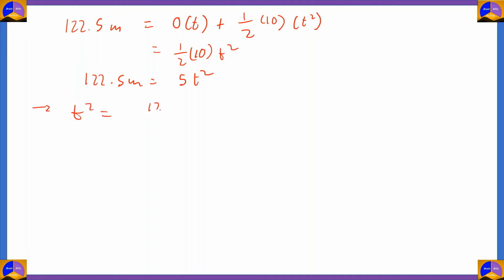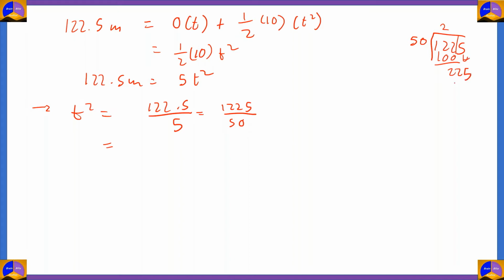Now let's take t squared. t squared will be equal to 122.5 divided by 5. To make the calculation simpler, I'm going to do 1225 divided by 50. Essentially, I multiplied 10 to both sides, so the division of this would be the same as the division of that. 50 goes into 122 twice, and then it becomes 225. 50 goes into 225 4 times, so that's 200, and we have 25 left. 50 goes into 250 5 times. So we have t squared as 24.5.